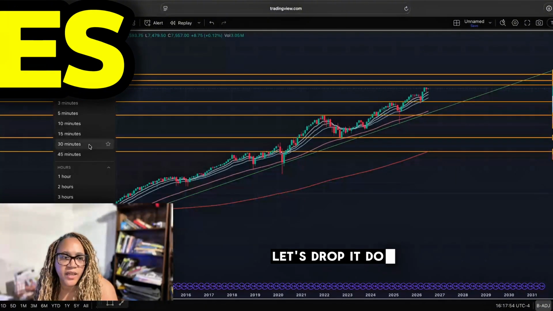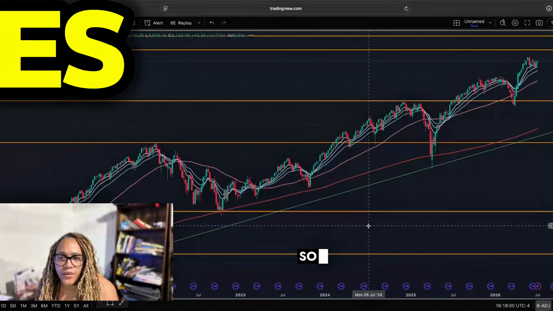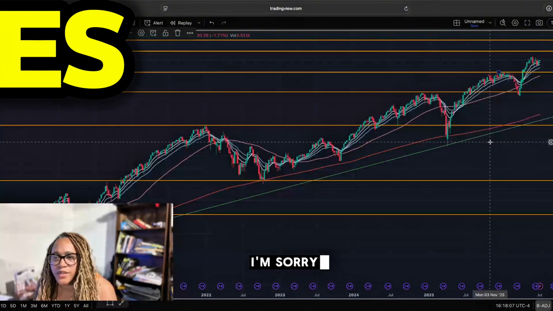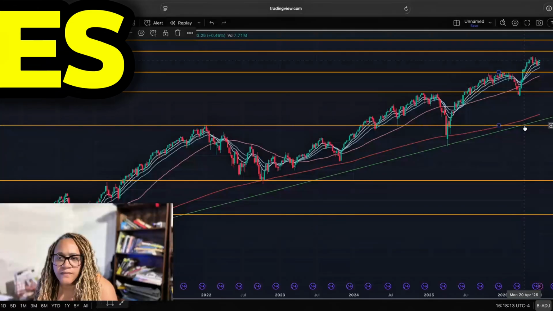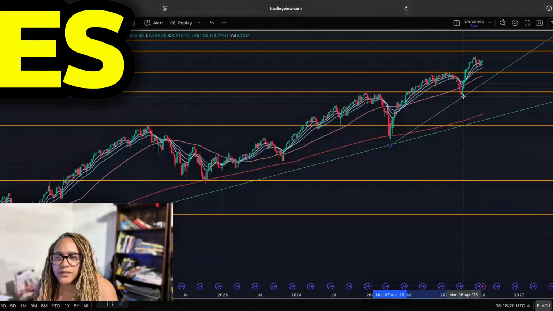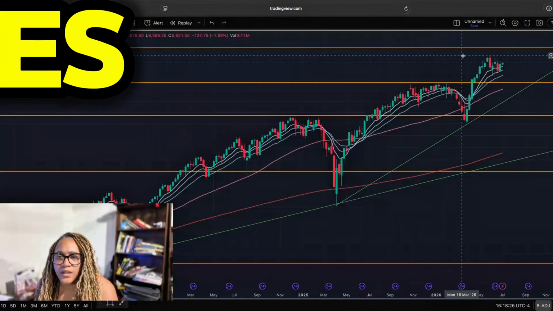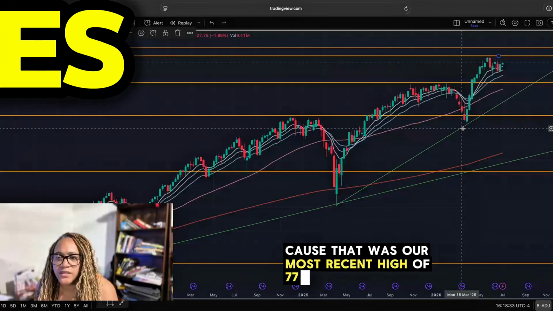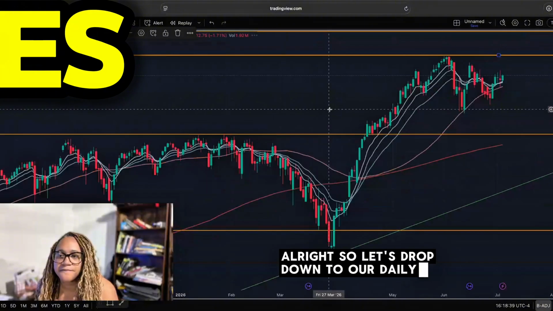Let's just drop it down to the weekly. So I think that's not too bad. We can add support right here. I'm sorry, resistance. And then we can do another trend line right here, from here to here, right? And then we can do a line here because that was our most recent high of 7,702. All right, so let's drop down to our daily.